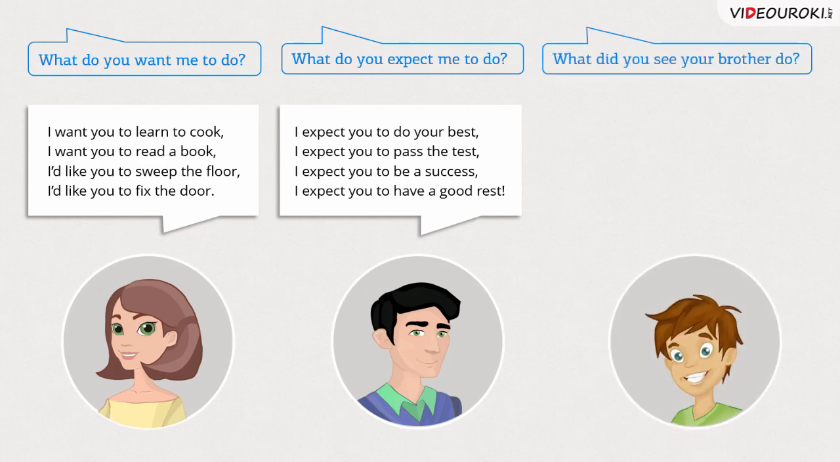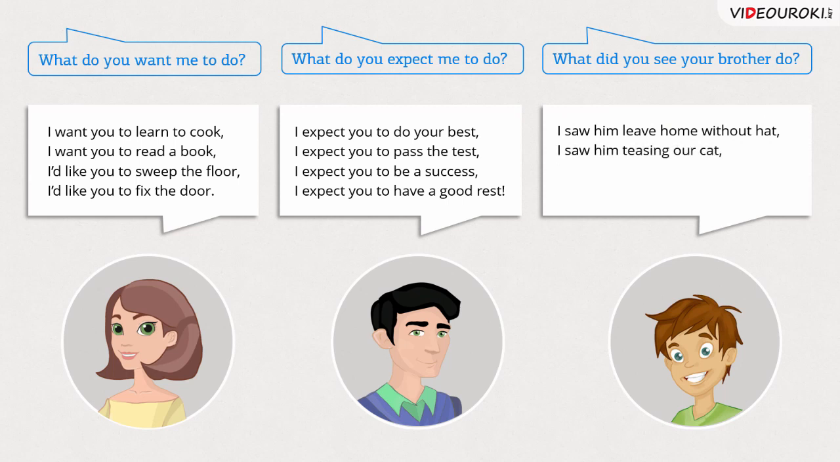If your parents ask your brother, "What did you see your brother do?" your brother probably says, "I saw him leave home without a hat. I saw him teasing our cat. I saw him doing nothing at all. I saw him write his name on the wall. Oh, Charlie."